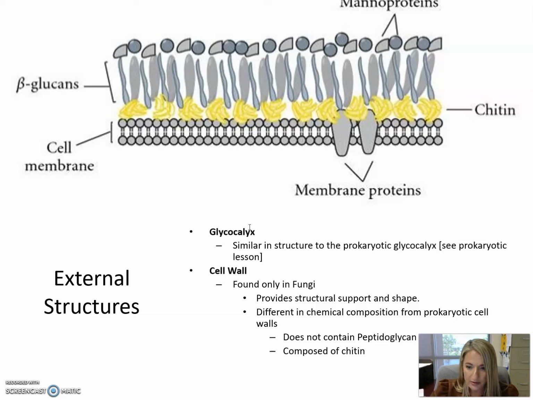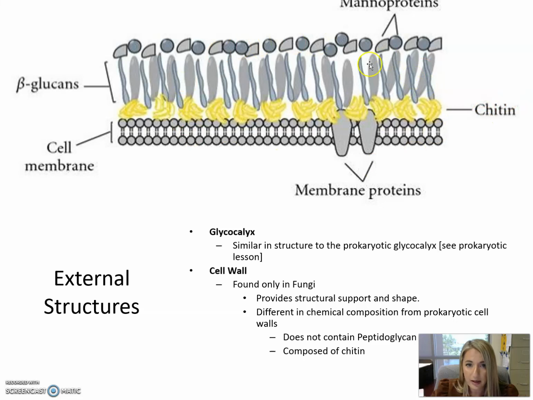With eukaryotic cells that have a cell wall, it's really important to remember that the cell wall is made up of something different than what bacterial cell walls are made up of. So bacterial cell walls are made up of peptidoglycan. With eukaryotic cells, if they have a cell wall, it is not composed of peptidoglycan. For example, fungi are eukaryotic. They have a cell wall that helps them maintain shape, structure, and support, but the cell wall does not contain peptidoglycan. Instead, it contains this component called chitin.